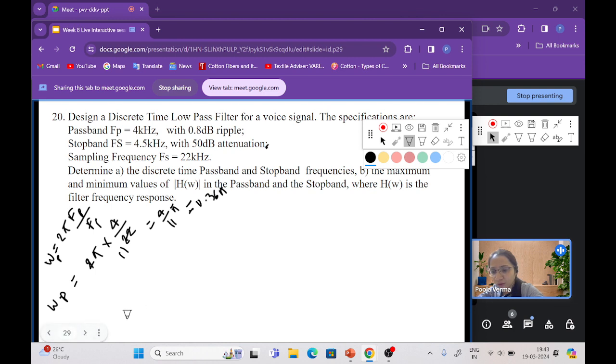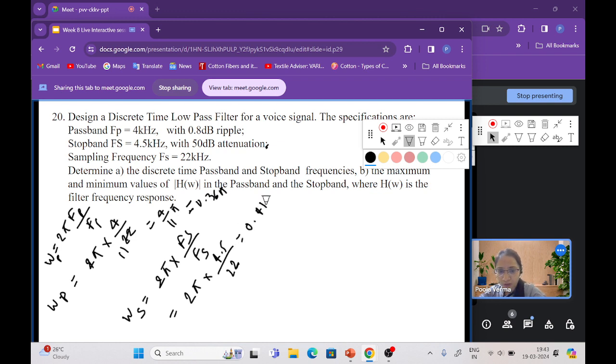Similarly, we need to find out omega s, that is 2 pi Fs divided by Fs. We will get 2 pi multiplied by 4.5 kilohertz divided by 22, right? So when you solve this, you will get 0.41 pi, and it is represented in radians. You know, omega is represented in radians per second.